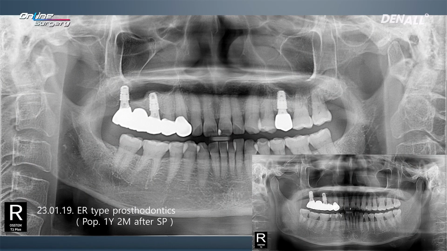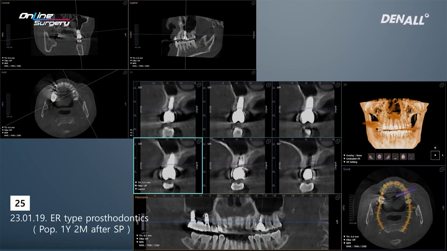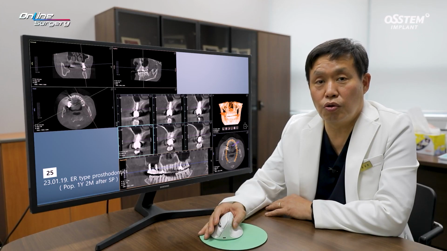It's been about 1 year and 2 months since socket preservation, and this is ER type prosthesis. It is being nicely maintained. This is CT image after 1 year and 2 months. In the CT image, you can see that the palatal bone is being well maintained and healing has been done nicely. Let's look at the surgical clip.